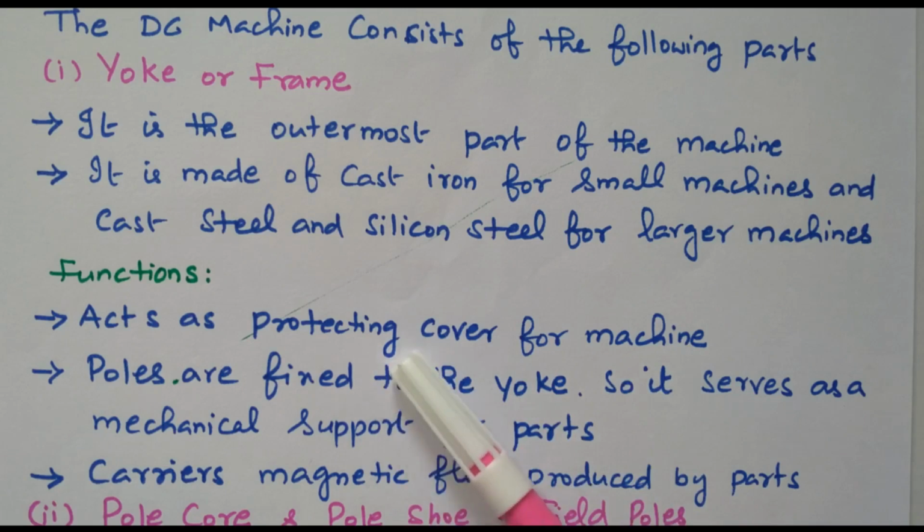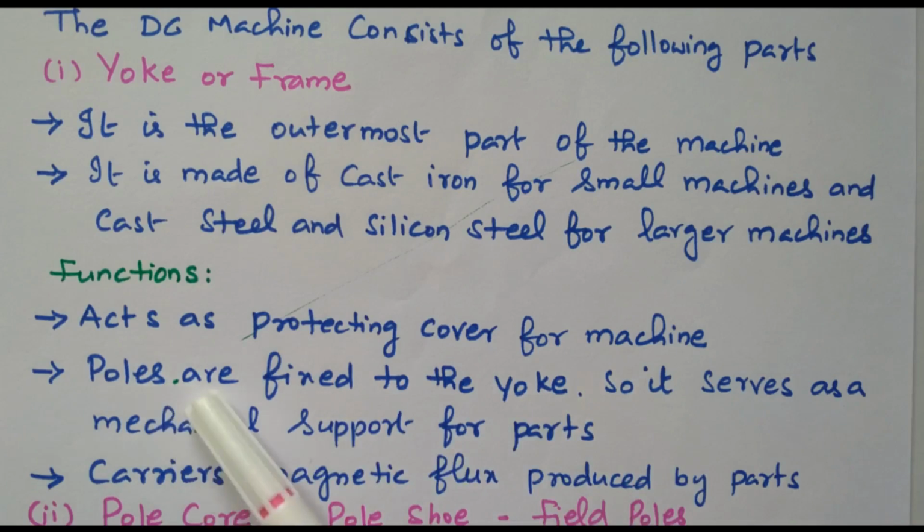It is fully covered. Poles are fixed to the yoke, so it serves as a mechanical support for the poles. In order to put the winding, the poles are available. During the construction itself, they will decide the number of poles, either 4 pole or 6 pole or 8 pole or 16 pole. Accordingly, the construction is given. Over the pole, we can place the winding. So its function is to hold the winding also.